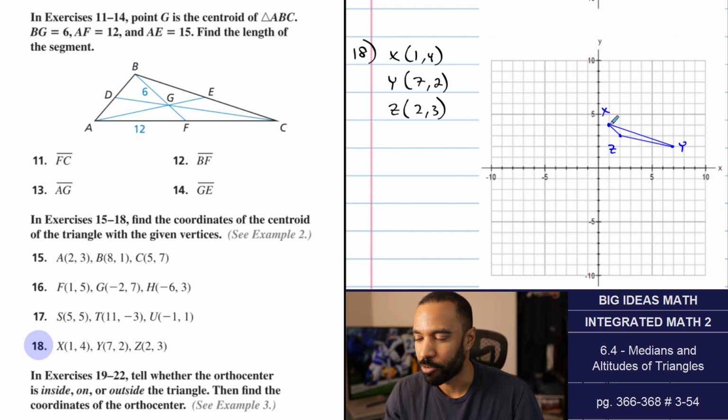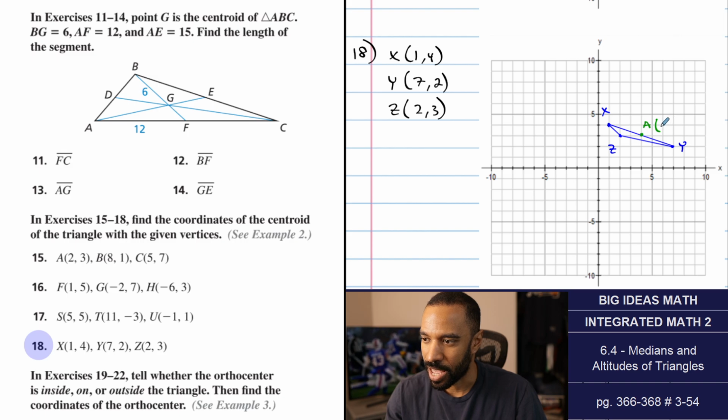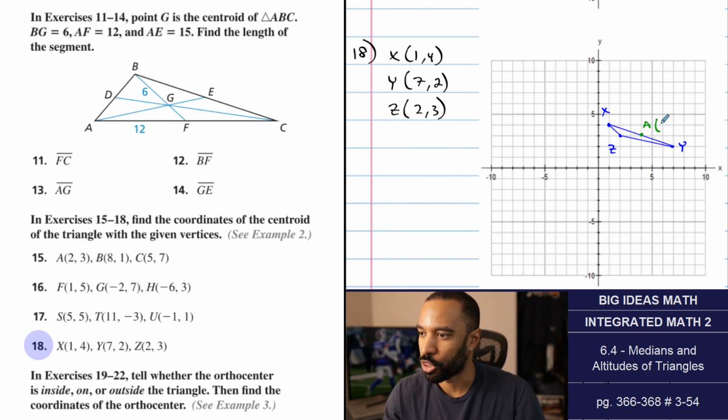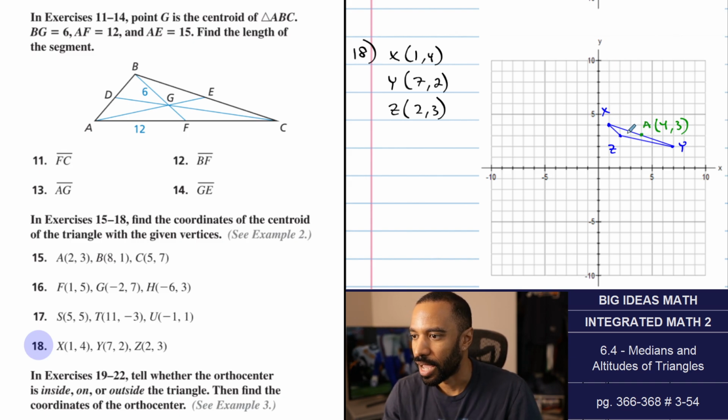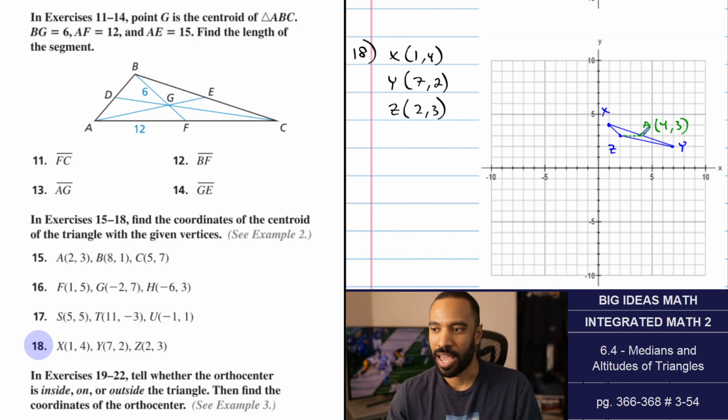Look at the midpoint from X to Y. We go over 1, 2, 3, 4, 5, 6, and down 1, 2. So instead, let's go over 3, down 1 right there. Boom. That's an integer right there. Let's call that point A. And that point A is at 4, 3. Now the distance, oh, okay, I guess it's still going to be a fraction. So here is a median from Z to A.